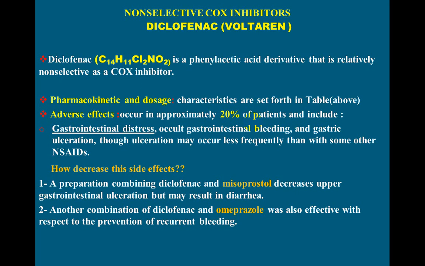First step, a preparation combining diclofenac and misoprostol, which decreases upper gastrointestinal ulceration but may result in diarrhea. As you know, misoprostol is a prostaglandin analogue, which acts as a gastrointestinal protector, protecting the endothelium of the stomach. So the first step is the preparation combining diclofenac and misoprostol.